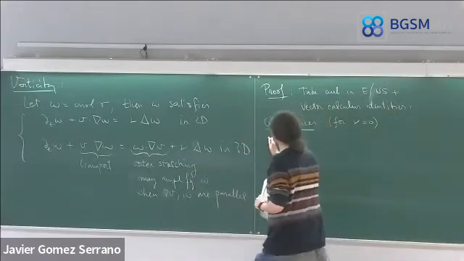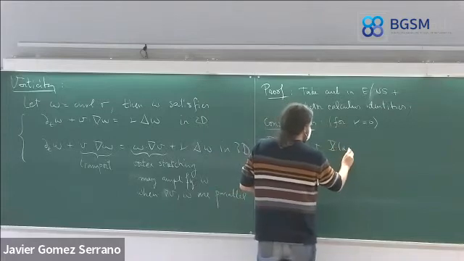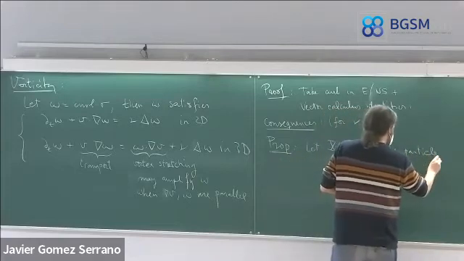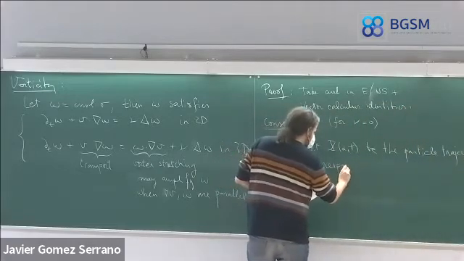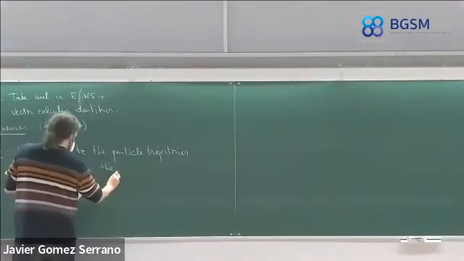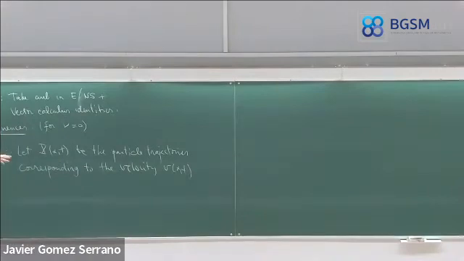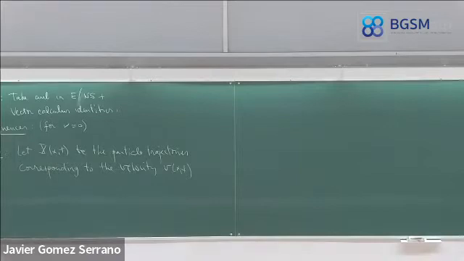The first consequence is the following proposition. Suppose that I take my particle trajectories corresponding to the velocity v. The game I want to play here is, before, on Monday, we were looking at the evolution of these trajectories and how they may look as they move in time with the flow. So now what I want to look at is how the vorticity is going to change along these trajectories as I move in time.